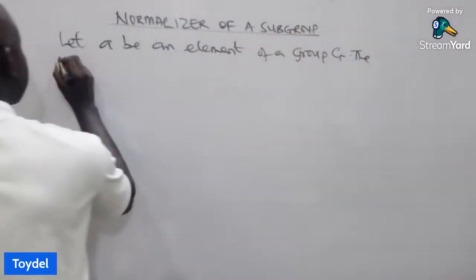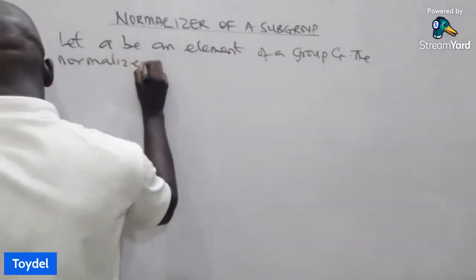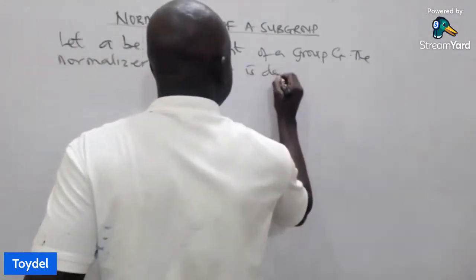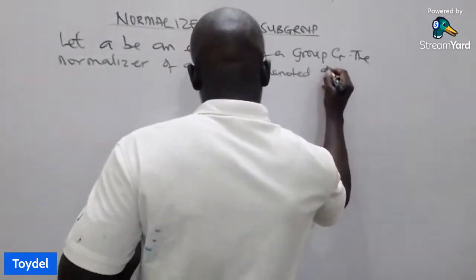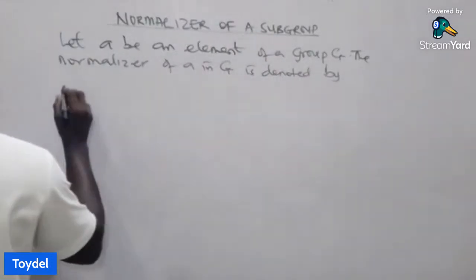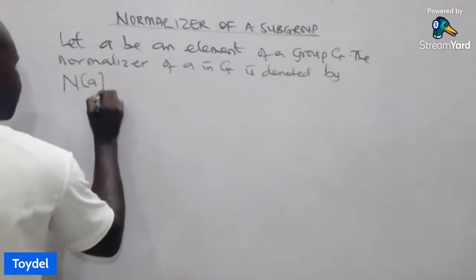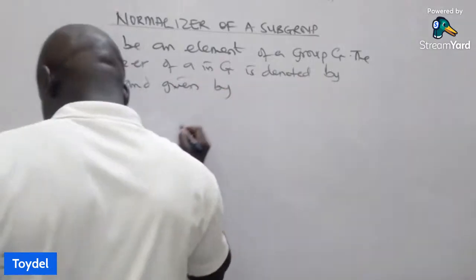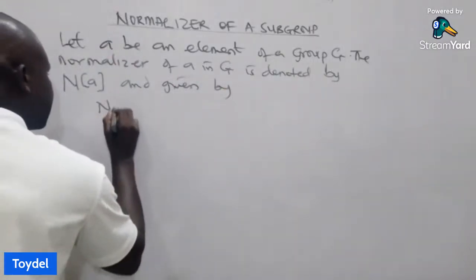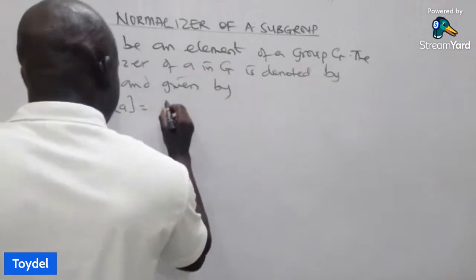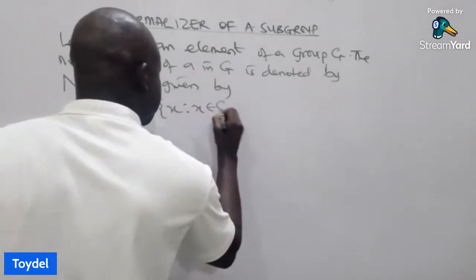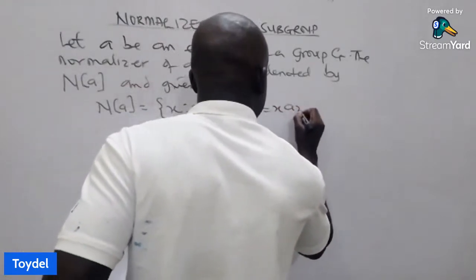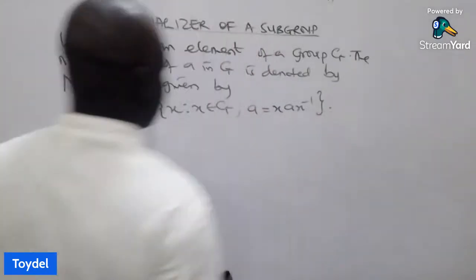Then the normalizer of a in G is denoted by N(a), and given by N(a) is equal to the set of x such that x belongs to G and x a x inverse is equal to a. And that's what we have.